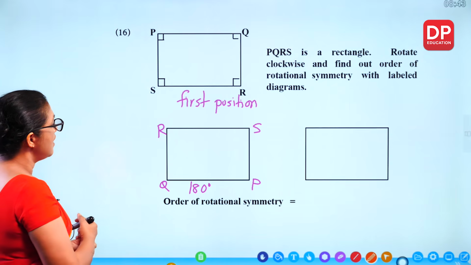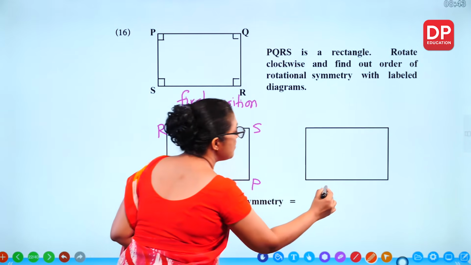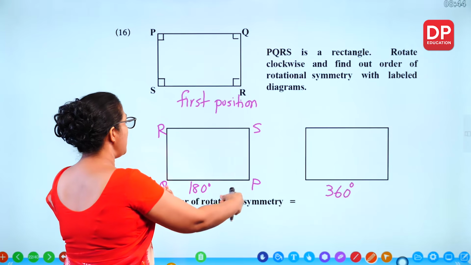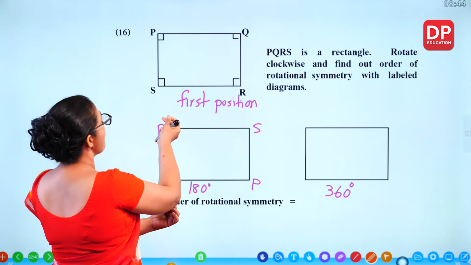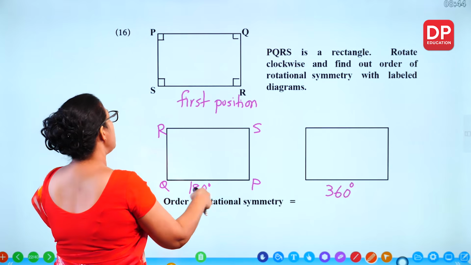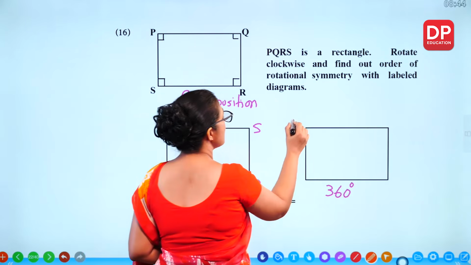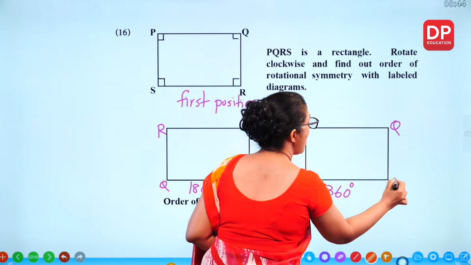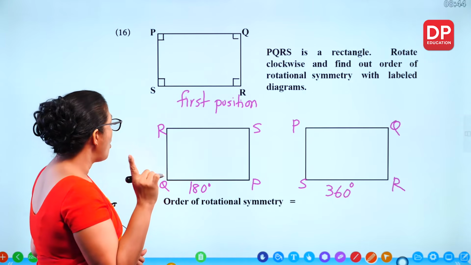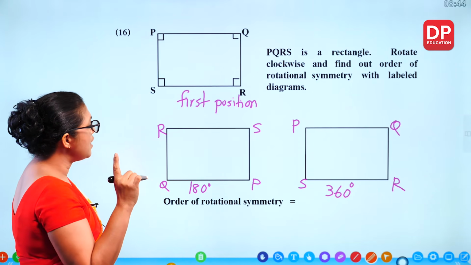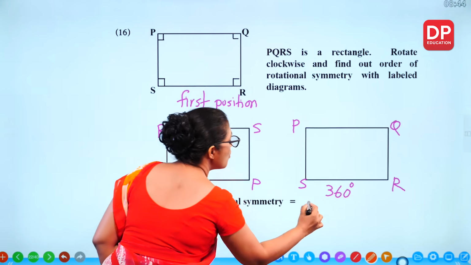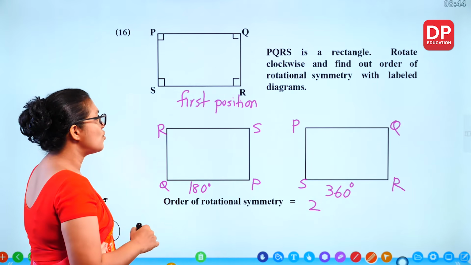And then another 180, that means 360 degrees altogether. So PQ comes again to this position. P comes here, Q there, so P, Q, R, S. You get the same position. So what's the order of rotational symmetry? You get only 2. So we can say 2.